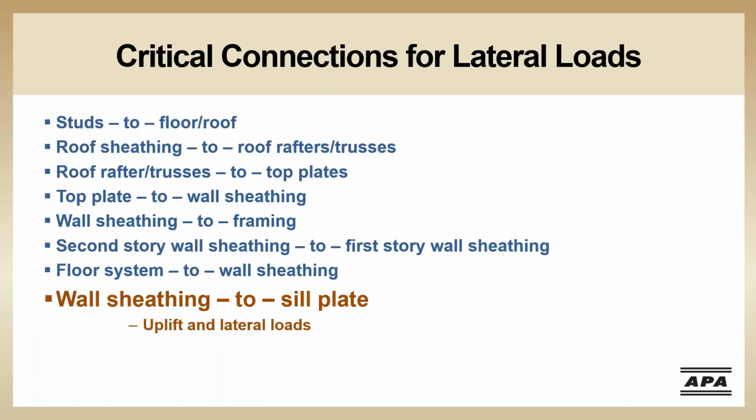At this point, the lateral loads from the roof and the second floor have moved into the bracing at the first floor. The uplift load from the roof has also moved down to the first floor, either through the wall sheathing or through supplemental hardware. From the first floor wall sheathing, the loads will next move into the sill plate. This is another critical connection in the load path to the foundation.